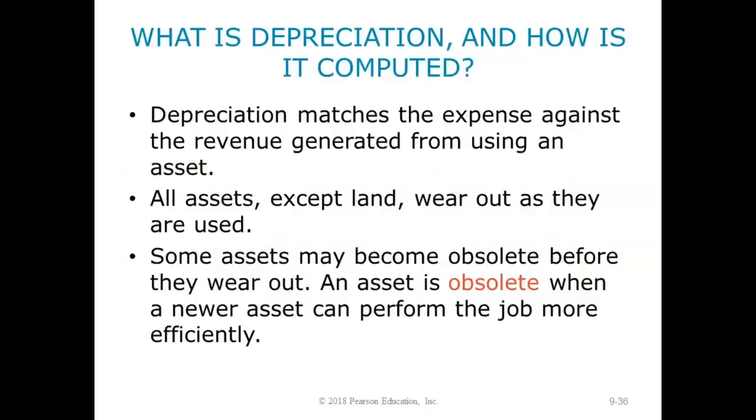So in this case, it mentions here that all assets except land wear out as they are used, and that's very, very true. And then some assets can become obsolete also as they wear out or before they wear out. Okay? So again, if there's a newer, better, more efficient asset out there, your old asset can become obsolete because it's just not profitable or useful to have that asset in your possession anymore. So again, we'll take a look at depreciation on this one. We've got some definitions on some of these asset definitions, so we'll take a look at that.